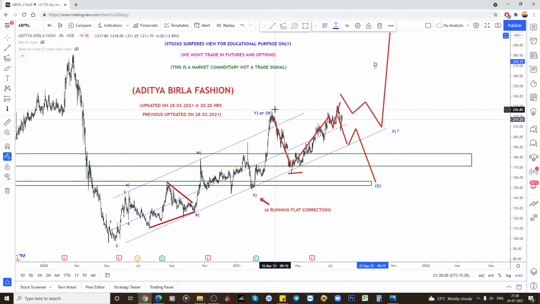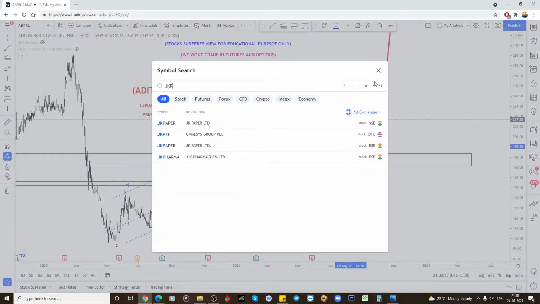So this is a W, X in a running flat, or if it is an expanded flat here, one more wave to the high is also possible in ABFRL. So JK Paper is also bullish. I will show you why it is bullish.